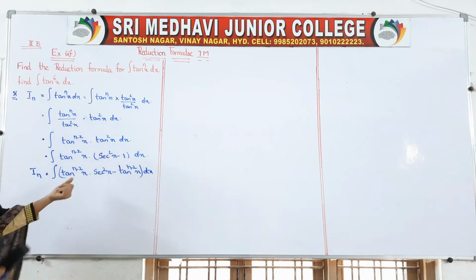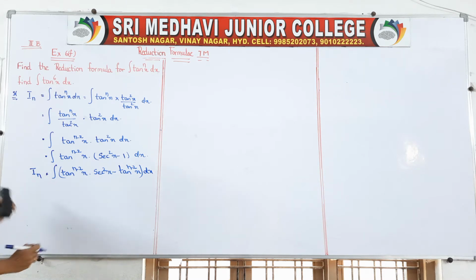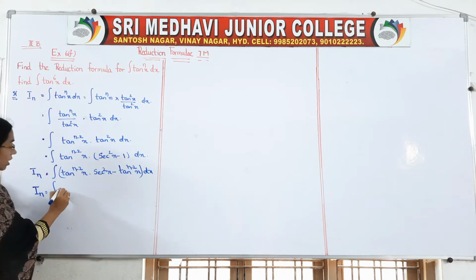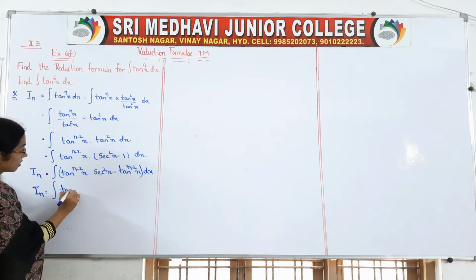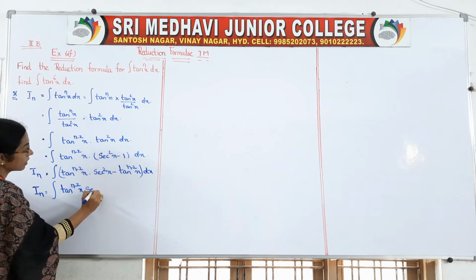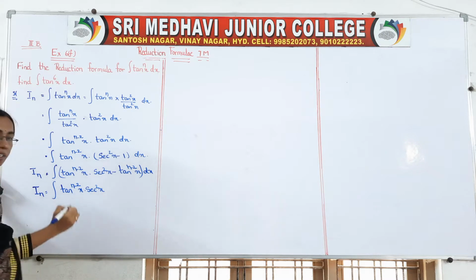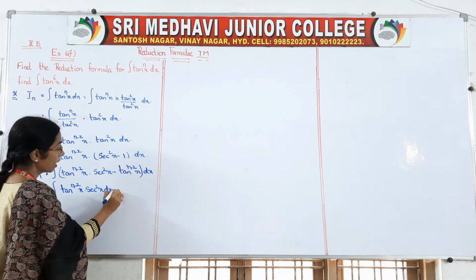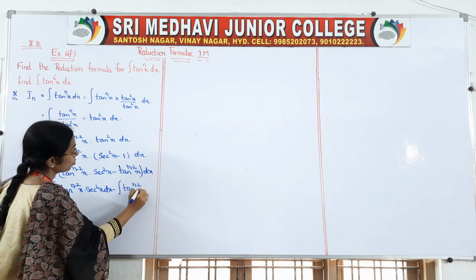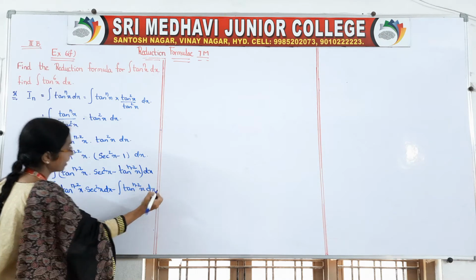Now if you observe, we have a minus sign inside the integral. Whenever there is plus or minus, we have to take separate integrals. So In is equal to integral of tan of n minus 2x secant square x dx minus integral of tan of n minus 2x dx.